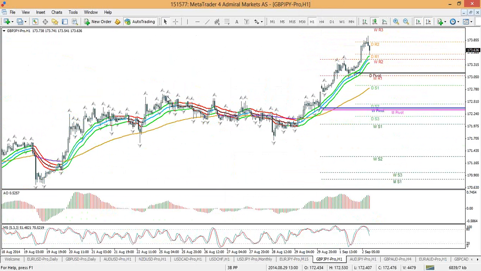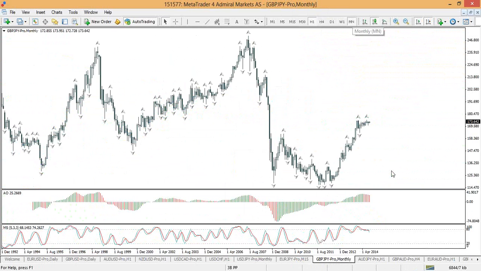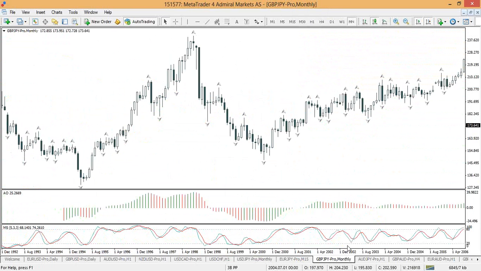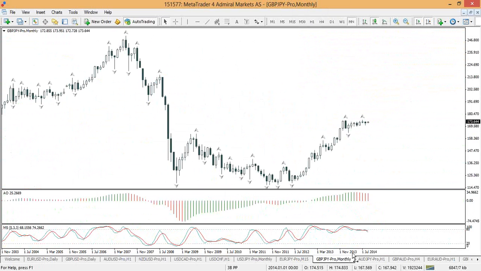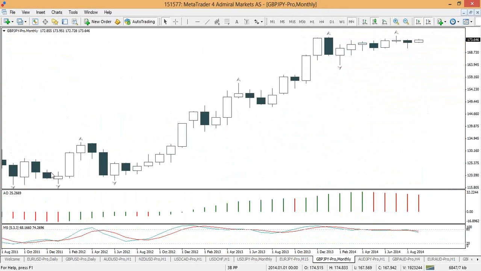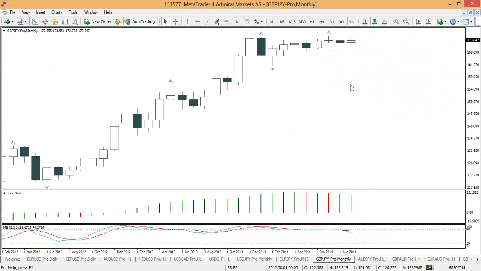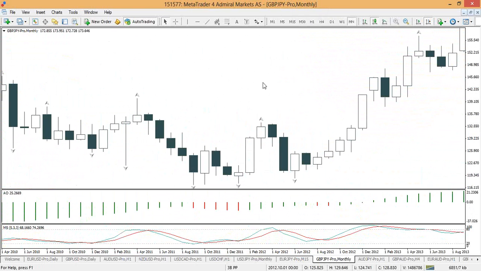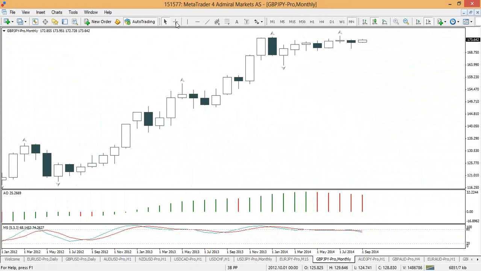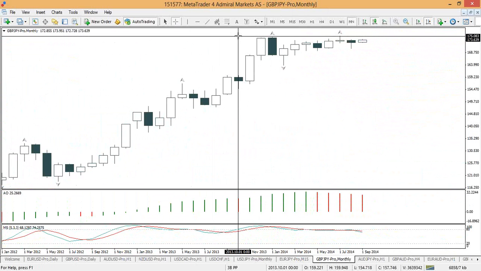Let's see, pound yen. Let's take it from the monthly chart first of all. Well, we, of course, still see the dramatic rise of the pound yen from its 117.16 level all the way to its 175 level for about 6,000 pips.